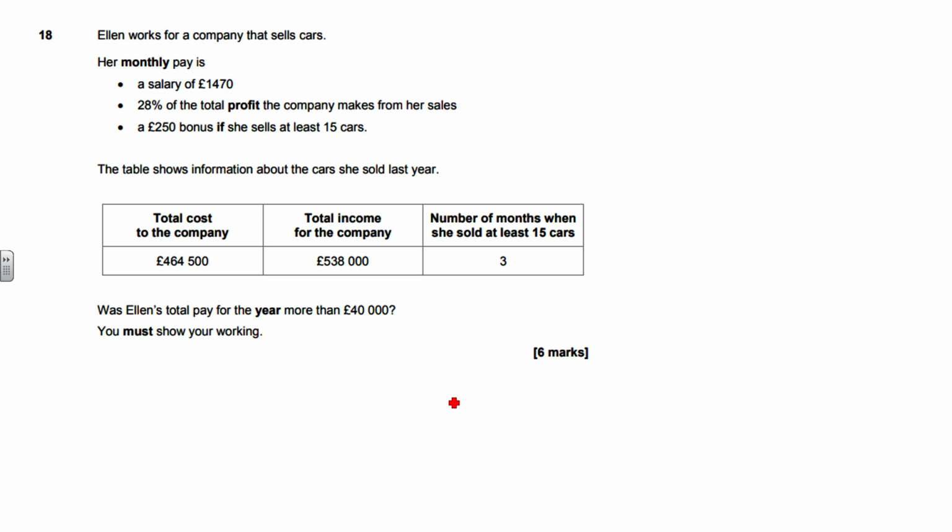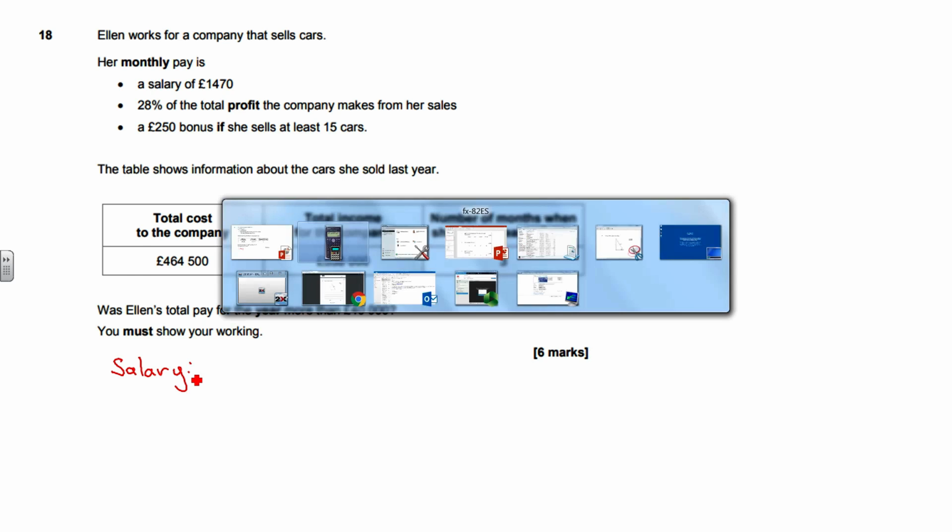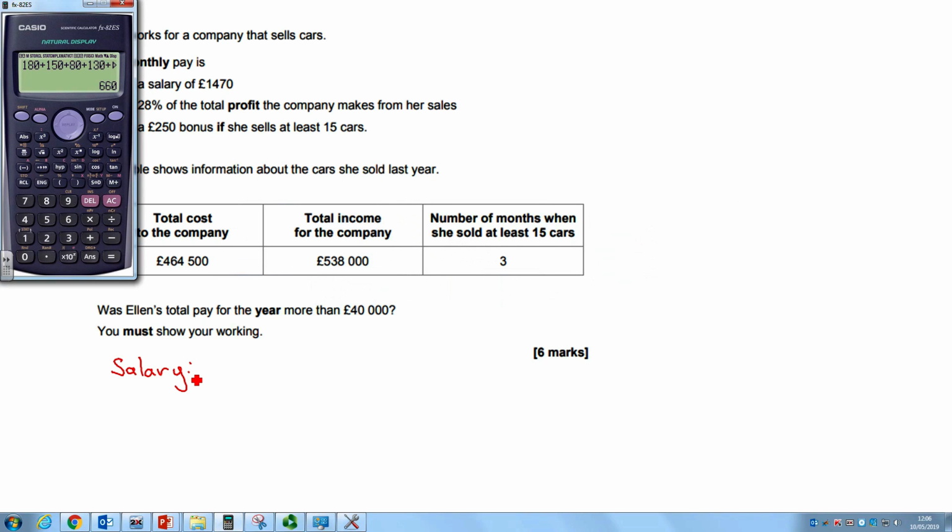Was Ellen's total pay for the year more than 40,000? So her total pay for the year is going to be based on, well, these three things, isn't it? So there's her salary. How much has her salary been across the whole year? So to do that, I need to take her monthly pay, 1470, well, times it by 12, because she gets that every month.